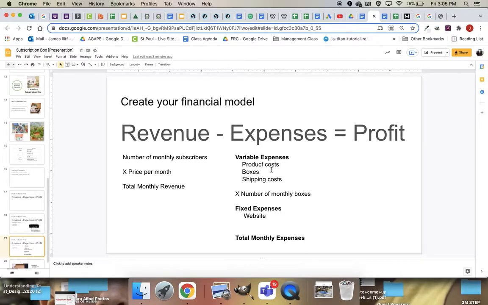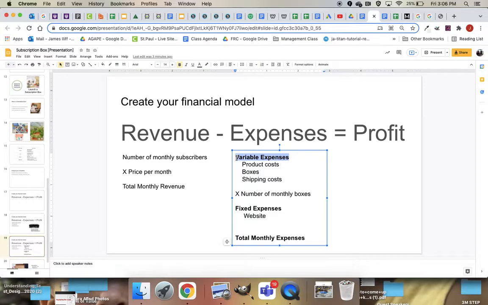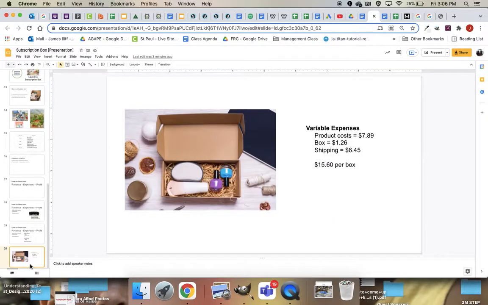Expenses are what it costs your company to achieve these sales or to get these sales. And we break expenses up into two types. We break them into variable expenses and fixed expenses. Let's dig into variable expenses. Variable expenses are expenses that happen every time you make a sale. Well, let's look at what our variable expenses are with a subscription box.